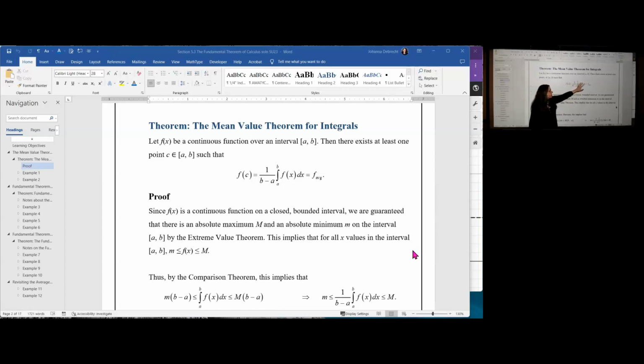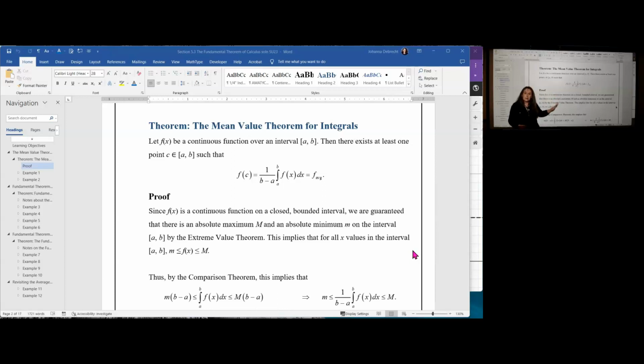Remember that the definite integral from a to b of f of x dx gives us the area between the curve and the x-axis. Dividing by the width of the interval gives us the height. And that becomes the average value. In other words, if I were to draw a horizontal line at the value of f of c over the closed interval from a to b, it would have the same amount of area as the area under the function f over the closed interval from a to b.